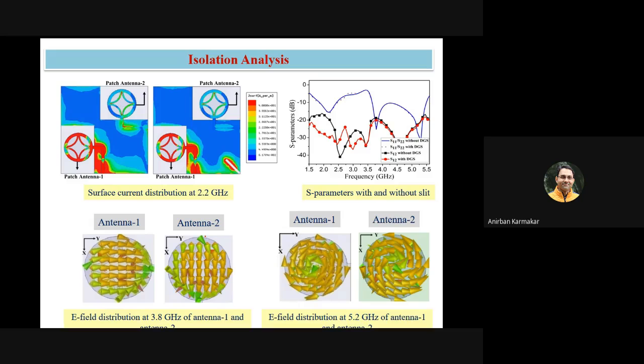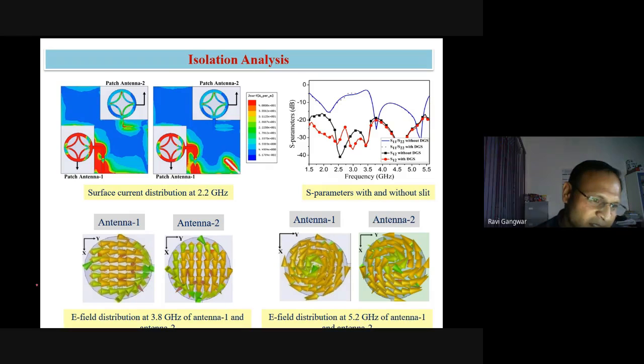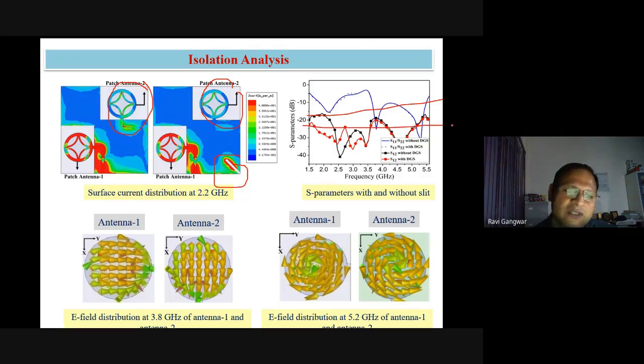So here we have done the slit arrangement, and due to this slit arrangement, with the help of the surface current distribution, we are able to see that when the slit is not there, we are able to excite this one, but when we put the slit, there is no excitation here. So that's why we can say that we are able to reduce the port to port isolation by incorporating the slit in this ground plane.